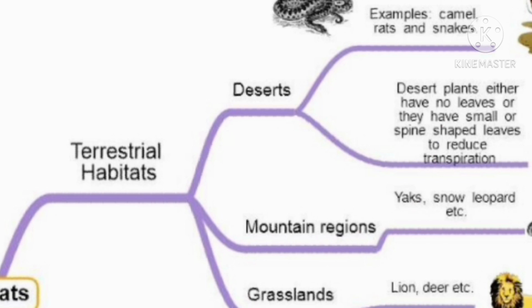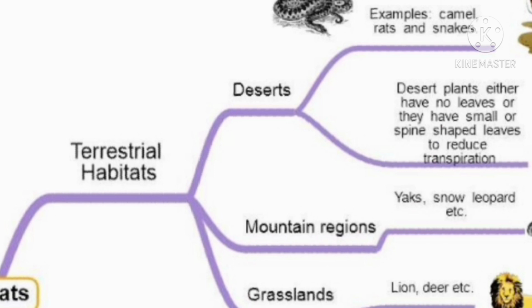Now we know the function of a leaf is to do photosynthesis and transpiration, and to provide food to the plant for its growth. But in the desert region, what is there? There are no leaves. Instead, they have spines, so that they have very little transpiration, or we can say very little loss of water. That's why they have no leaves, only spines.